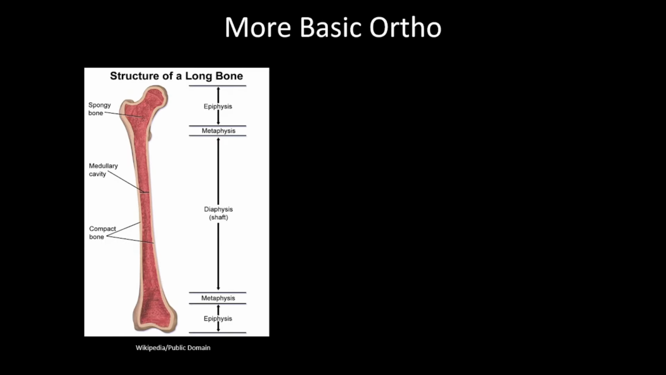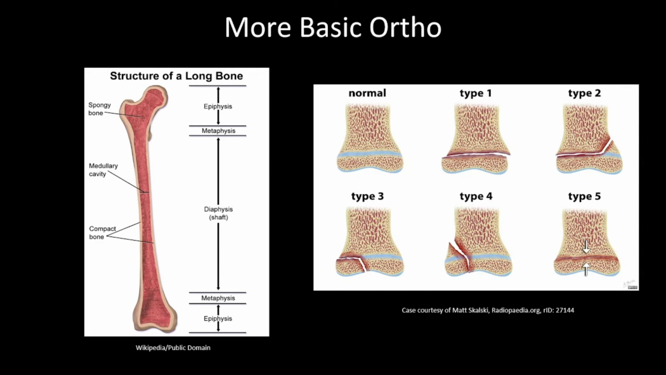So some more tenets of orthopedics. Here's the structure of a long bone. You have at the most distal end your epiphysis, the metaphysis where the growth plate is located, and the diaphysis is the shaft of the bone. And then you'll have cortical bone or compact bone on the outside, and then medulla on the inside.